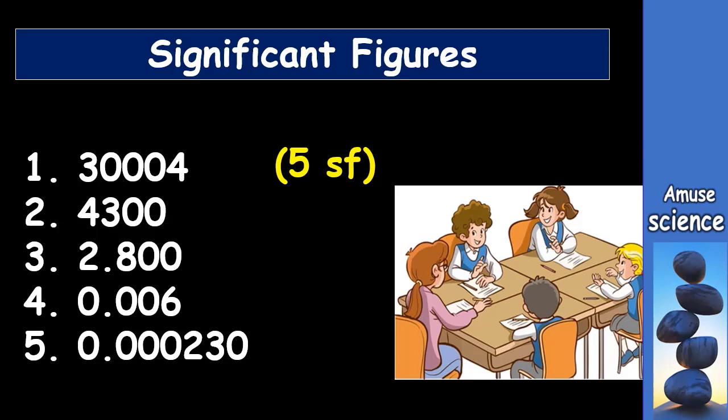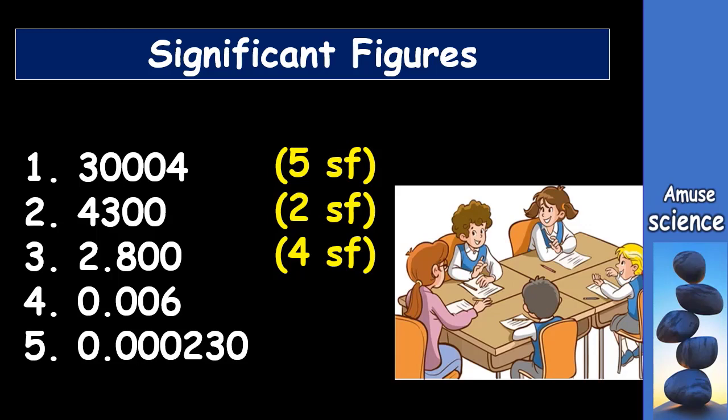When it comes to the second number, 4300, because the number does not have any decimal point in it, and there are 2 trailing zeros, the 2 trailing zeros become non-significant. In this case, only the 4 and the 3 become significant, and so there are 2 significant figures in this number. The third one, 2.800, there are 4 significant figures in this number because the 2 trailing zeros would also be significant because they are found in a decimal numeral.